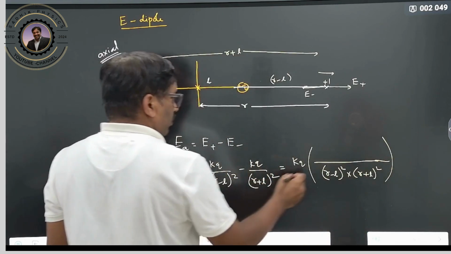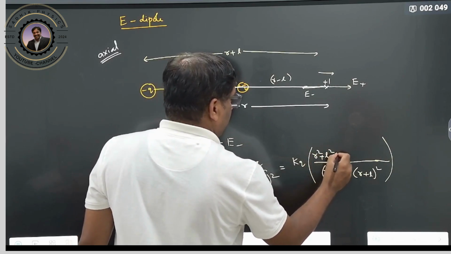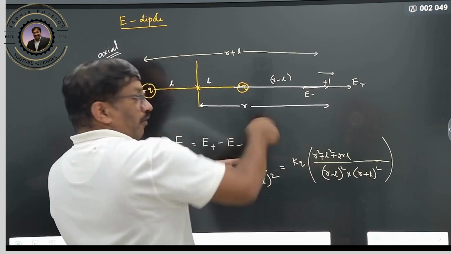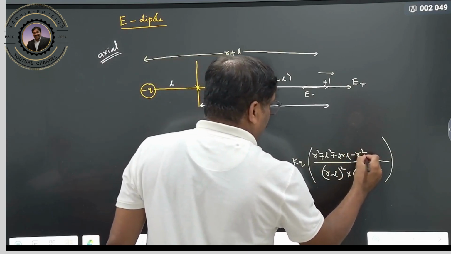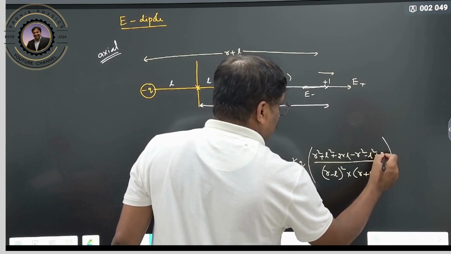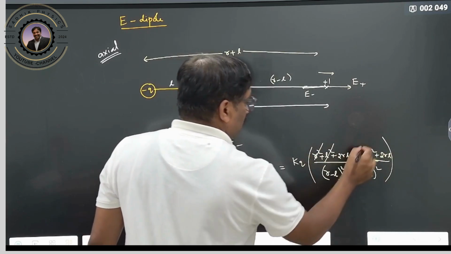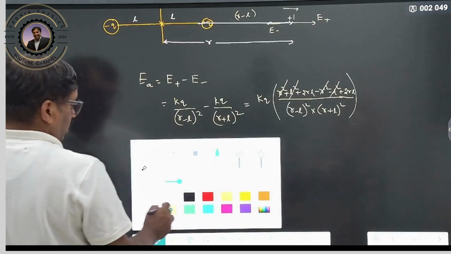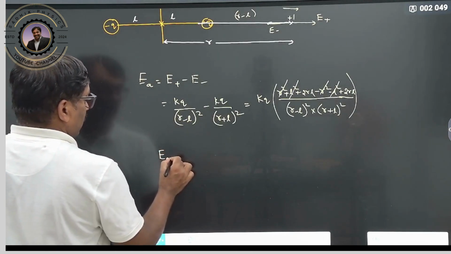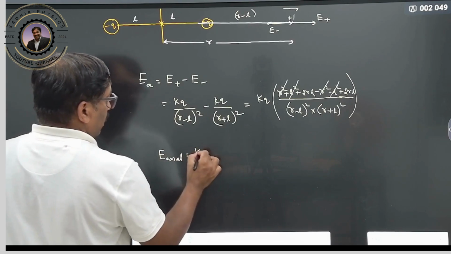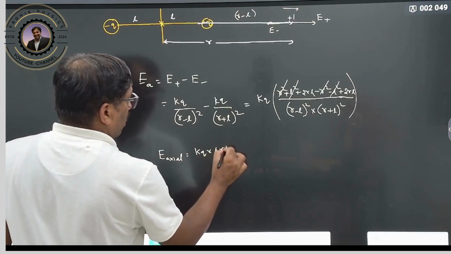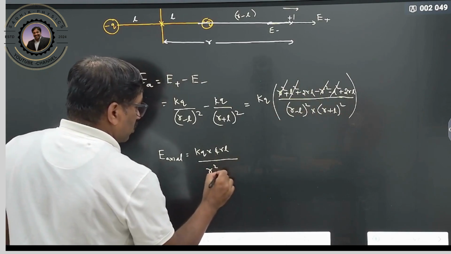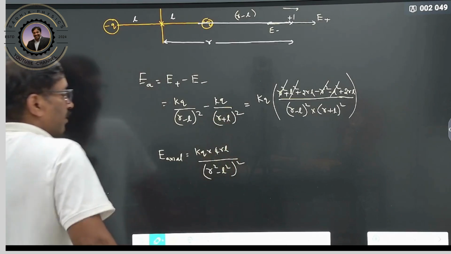Taking the first, (r plus L) whole square is r square plus L square plus 2rL, that is (a plus b) whole square. This one is minus (r minus L) whole square, so minus r square minus L square plus 2rL. These two cancel out. So the electric field along the axial line is KQ into 4rL, because a plus b into a minus b gives (r square minus L square) whole square.